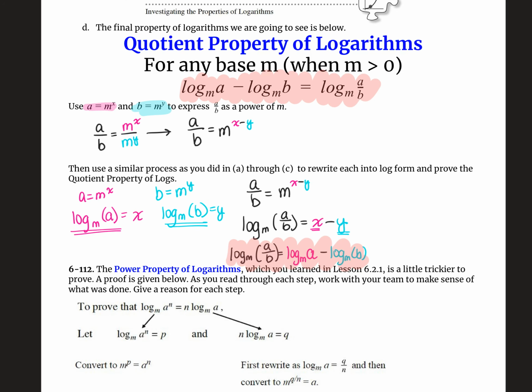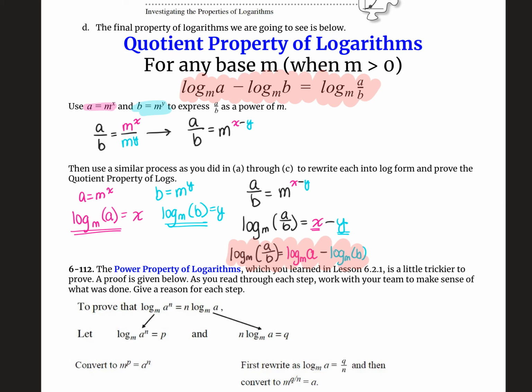All right, and then here's what you should have for the quotient property. Once again, I used the very same steps that we used in the previous example. I wrote a over b using m to the x and m to the y, which I can then simplify because we know that when we are dividing exponents with the same base, we just subtract those exponents. So a over b just becomes m to the x minus y power. Convert each of these to a logarithmic expression, and that's here. And then substitute in what you know x and y are to get your formula.